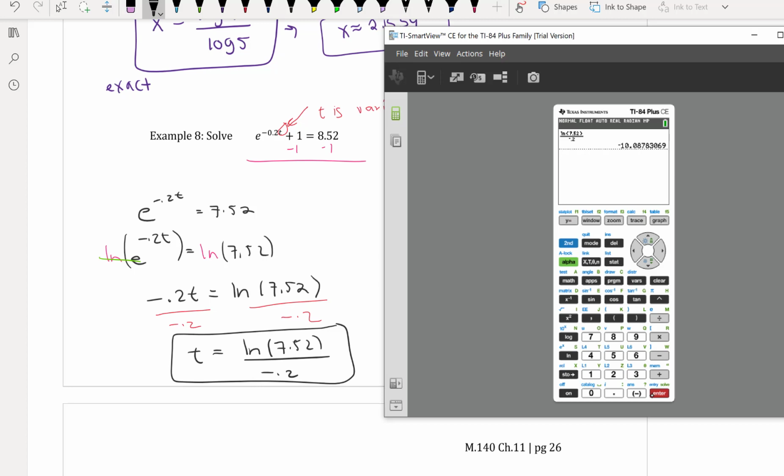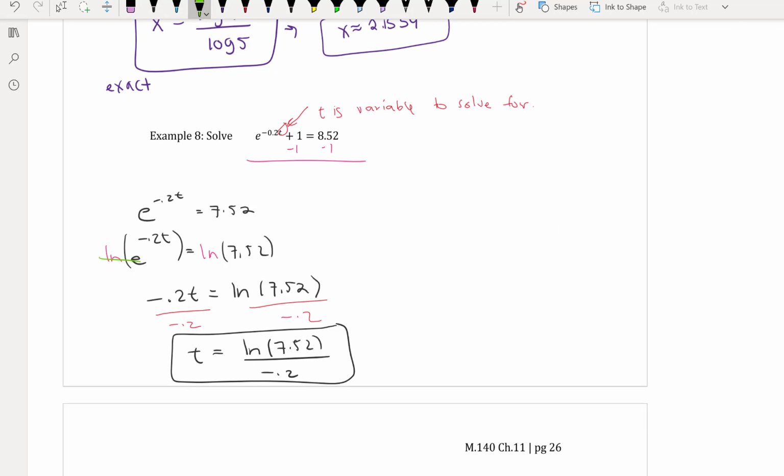And I get negative 10.0878. So again, rounding to 4 decimal places, the decimal approximation is going to be t equals negative 10.0878. Okay.